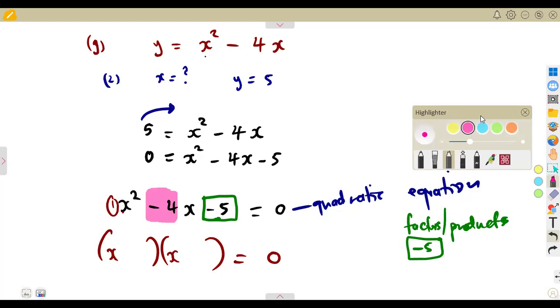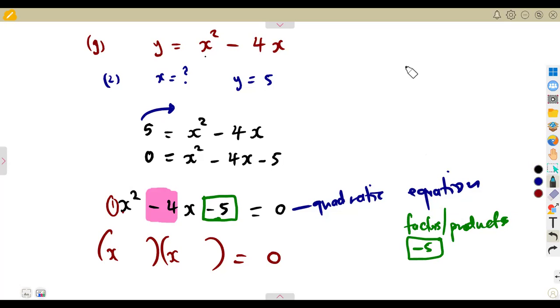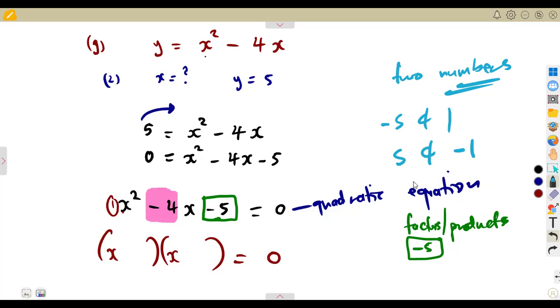Two numbers, that's what I'm trying to say. You need two numbers. You multiply two numbers just like this, 5 and a 1. If I multiply 5 and a 1, it's a 5. But in this case, we do not need a 5. No, we need a -5. So it can be a -5 and a 1, or it can be a 5 and a -1. These are the products. These are the factors. If you multiply these two numbers, you get a -5.